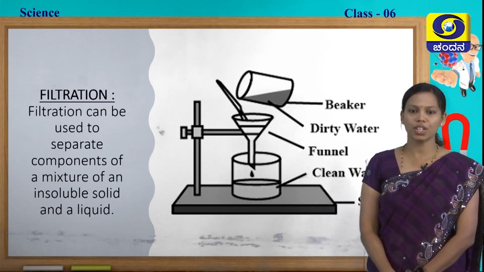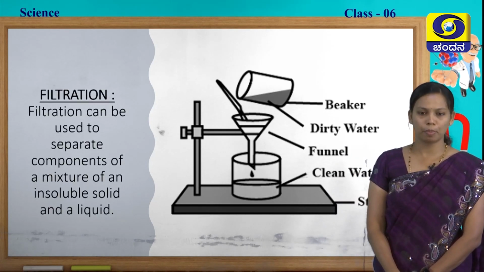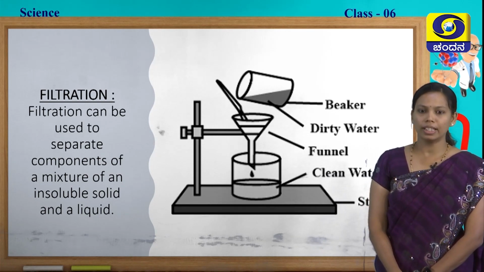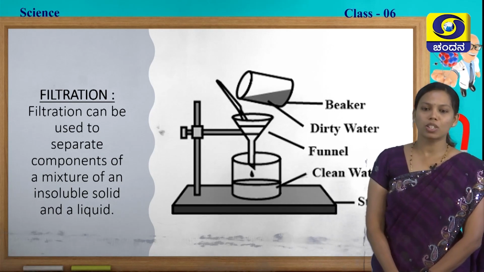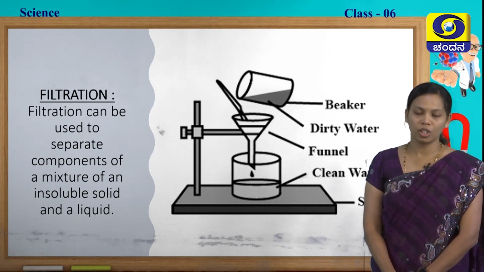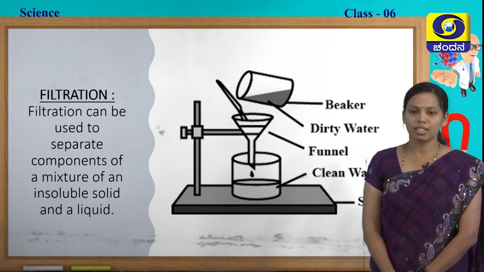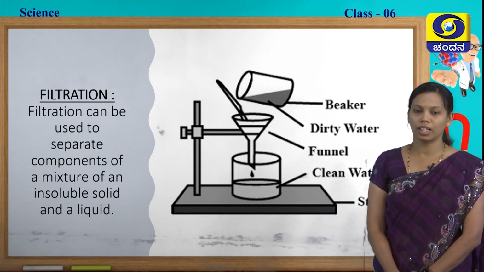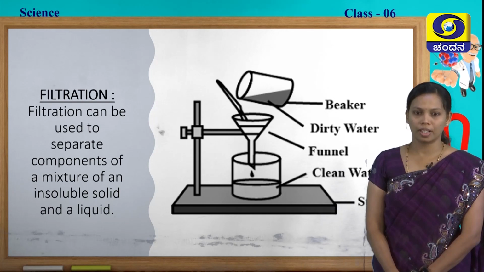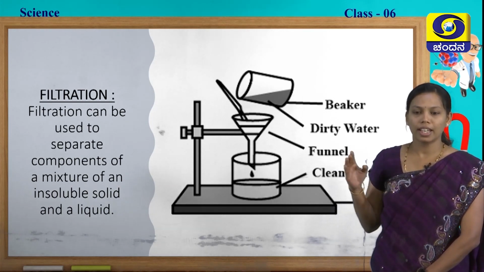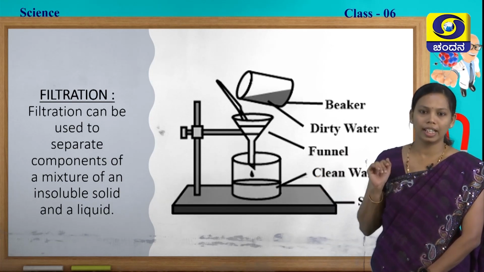Filtration can be used to separate the components of a mixture of an insoluble solid and a liquid. An insoluble solid means a solid that does not dissolve in water. For example, sand does not dissolve in water, whereas salt dissolves in water, and sugar will also dissolve in water. In filtration, we can separate only an insoluble solid and a liquid.